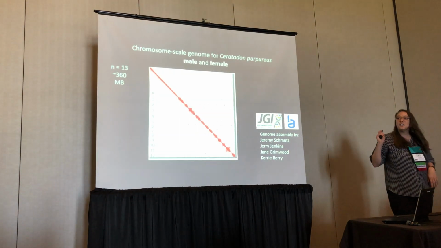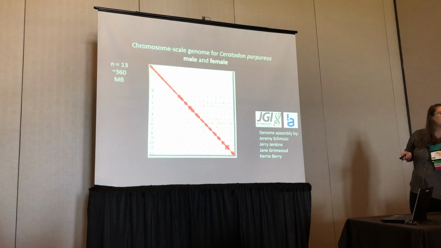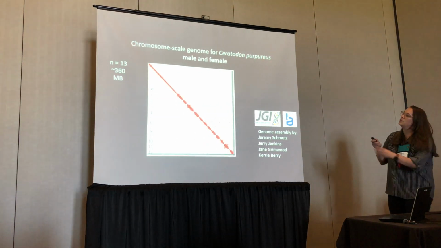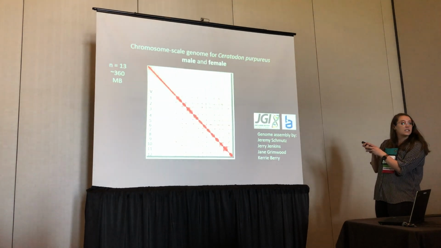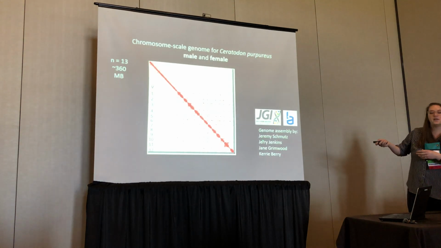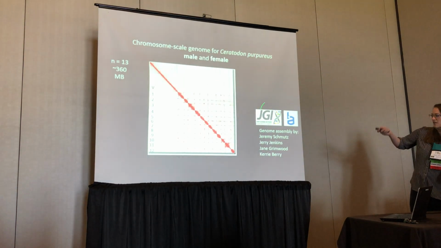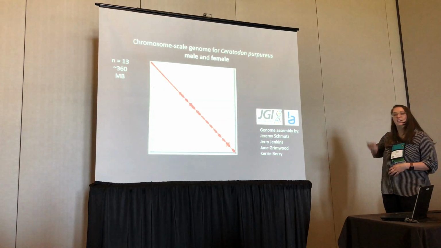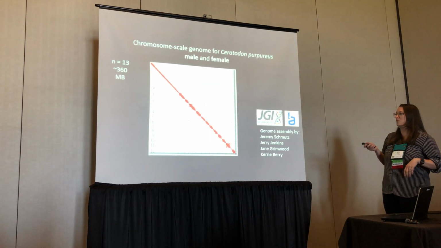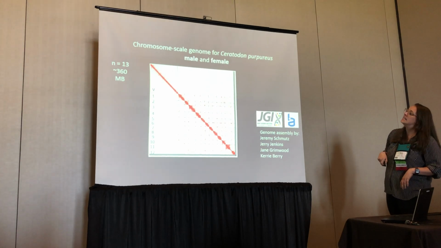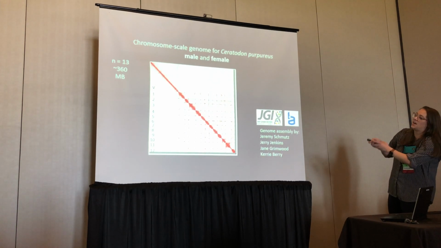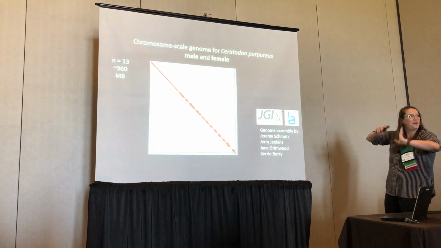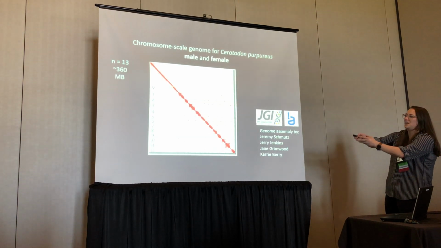What we're really excited about is we recently received a chromosome-scale assembly for Ceratodon purpureus for both a male and a female isolate. These assemblies were done by the Joint Genome Institute. We thank these folks here, Jeremy Schmutz, Jerry Jenkins, James Grimwood, Carrie Berry, and a ton of other folks for these really awesome assemblies we have now. This is a Hi-C contact map, and I don't want to belabor what it all means. I just wanted you to see our chromosomes.